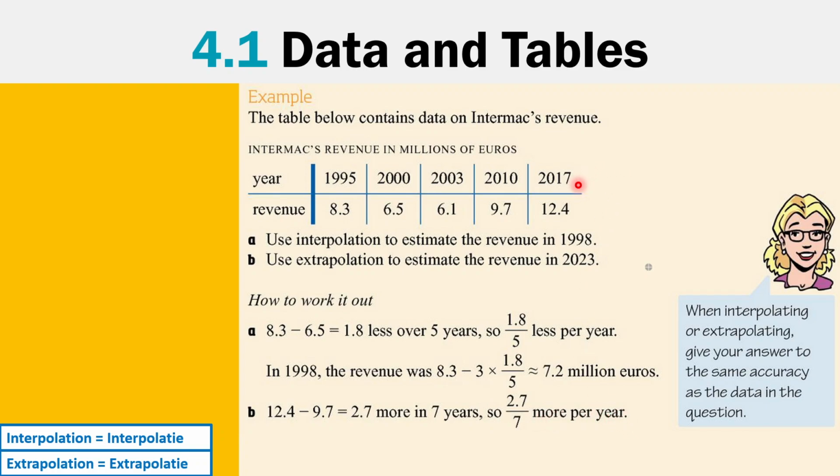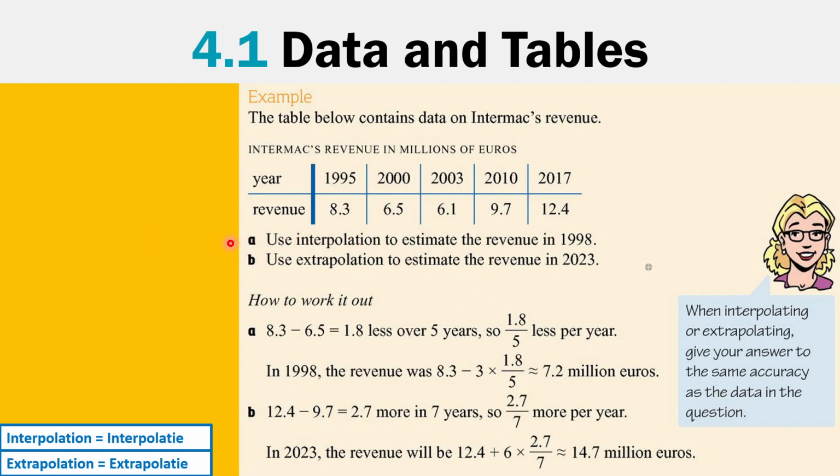How many years do I go into the future? From 2017 to 2023 is 6 years. So I take my starting amount in 2017 plus 6 times what I would do per year. So 12.4, that's my starting amount, plus 6 times, because I'm 6 years in the future, from 2017 to 2023, what I would do per year, and then I round again, and then my answer is 14.7 million euros.